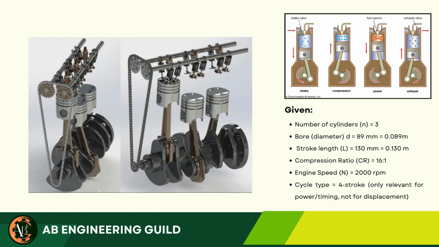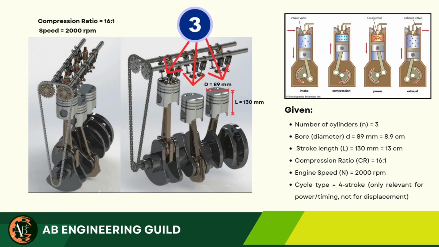Let's break down the given. We're working with a 4-stroke cycle diesel engine that has 3 cylinders. Each cylinder has a bore, that's the inside diameter, of 89 mm, and a stroke length of 130 mm. The compression ratio is 16:1, and the crankshaft rotates at 2,000 revolutions per minute. Now, our job is simple. We want to find out how many cubic centimeters this engine displaces during every full stroke.